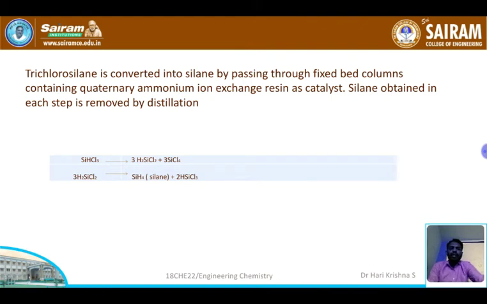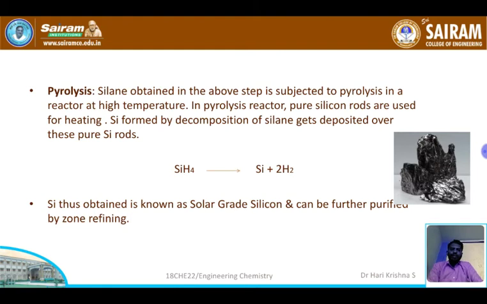Now the next step is purification. Purification is very important. How is this silane purified? The silane is purified by a process known as pyrolysis. What is pyrolysis? It is a process where you heat a compound to a very high temperature, and at that temperature if the bonds break, it is called pyrolysis.